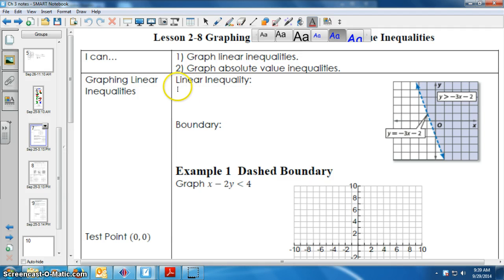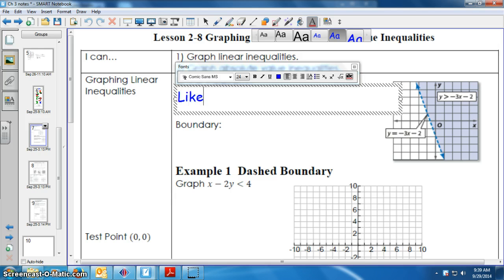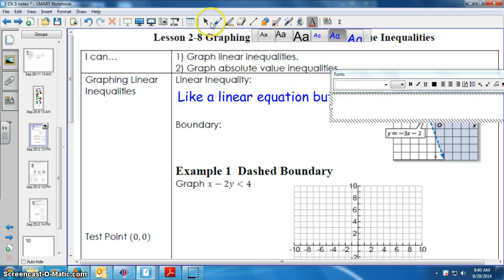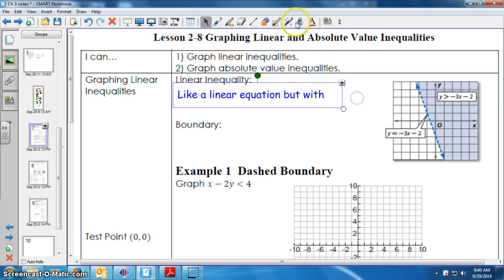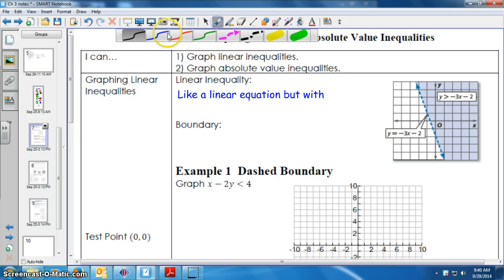But what a linear inequality is, it's like a linear equation, but with the greater than, less than, greater than or equal to, and so forth symbols in there. So with these symbols, greater than, less than, greater than or equal to, less than or equal to, instead of that equal sign.